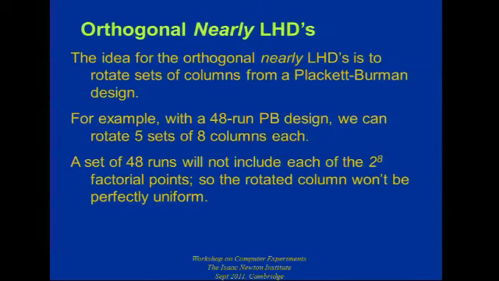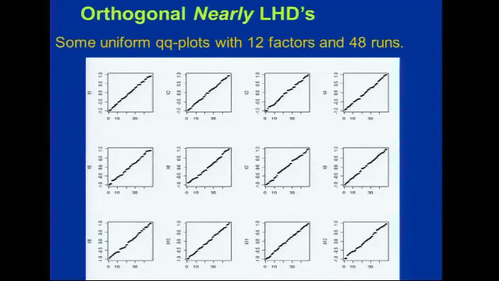Obviously, since I only start with 48 runs, I don't have a full 2 to the 8th factorial in any of those, so I'm not going to recreate everything. I'm not going to recreate a full sequence of integers. But for example, these are just some uniform QQ plots of 12 factors. I set up a 12-factor design with 48 runs. Here are uniform QQ plots.